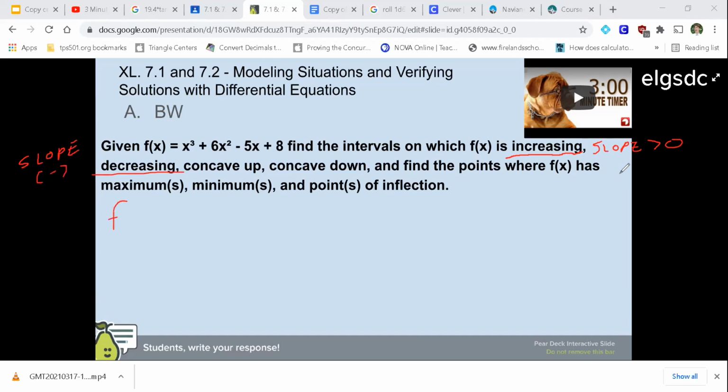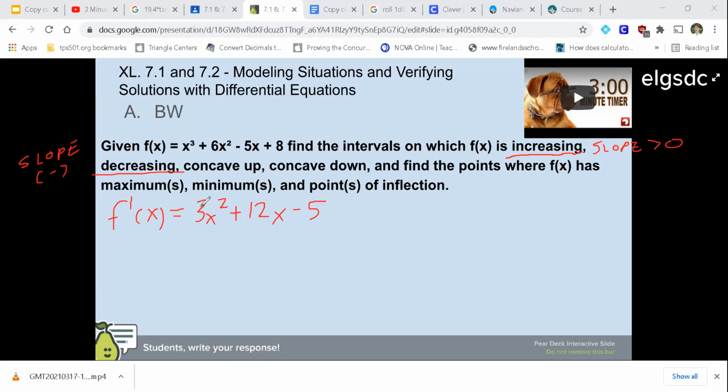So if we take the derivative, what's the derivative of this function? 3x squared plus 12x minus 5, and then plus 0. All right. So to find out when this is equal to 0, oh, sorry, I kind of gave that away. To find out when it's positive or negative, we should find when it's 0, right? That'll be the breakpoints where it possibly transitions from positive to negative or vice versa. So to find where this is 0, you can factor it or quadratic formula or graph it.